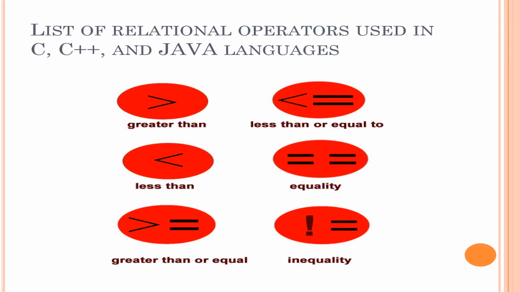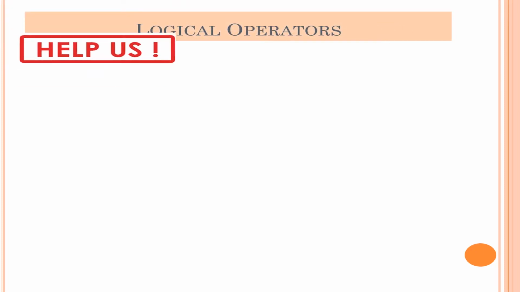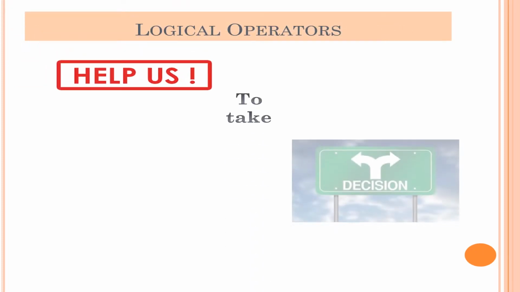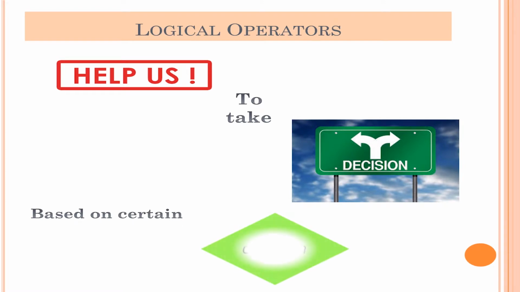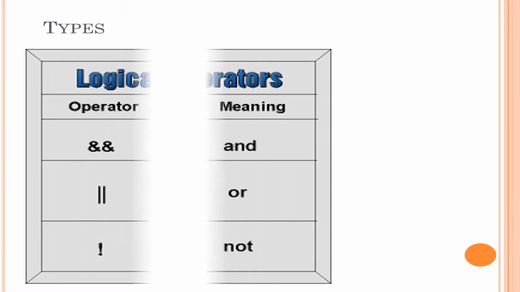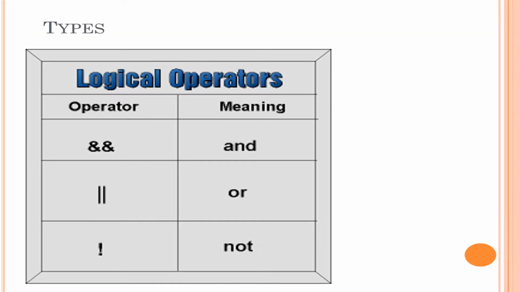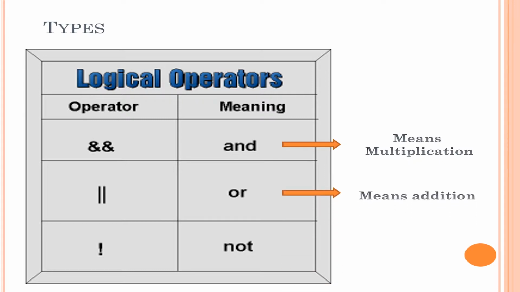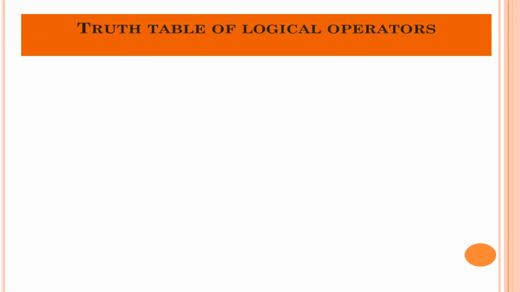The next category we have is logical operators. These help us to take decisions according to the condition given to us. Three types of logical operators are: logical AND means binary multiplication. Logical OR means binary addition. Logical NOT means the complement. Just have a look at the truth table of logical operations.